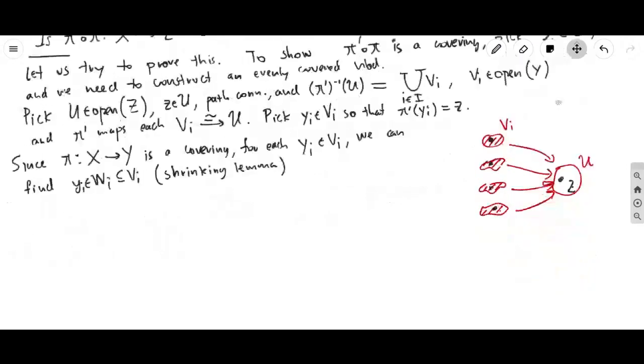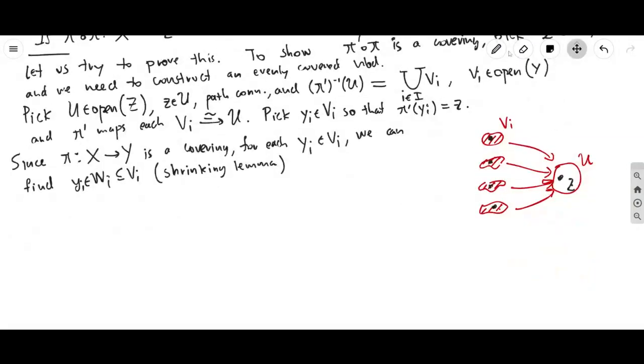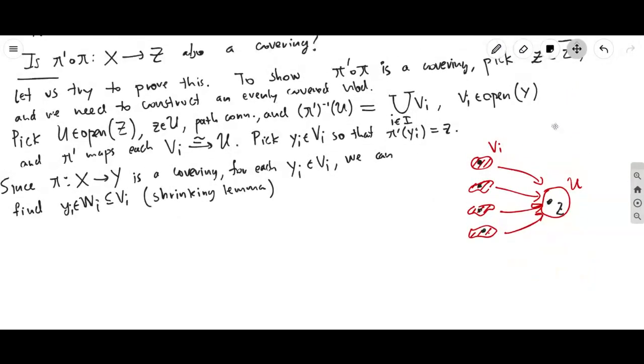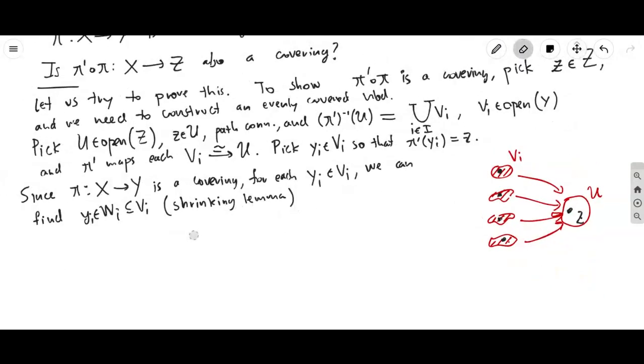Actually, yeah, so maybe I should not skip ahead. Since each is a covering for each Vi, we can find, so let me not do that yet. So for every one of these points, we can find an evenly covered neighborhood.